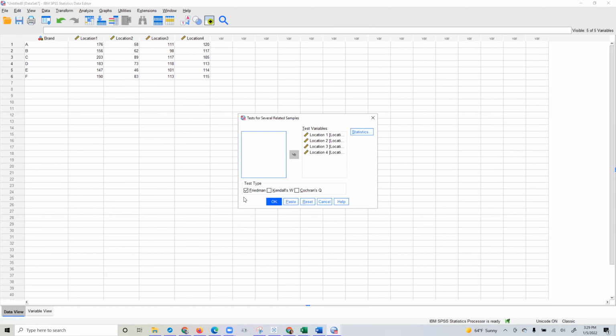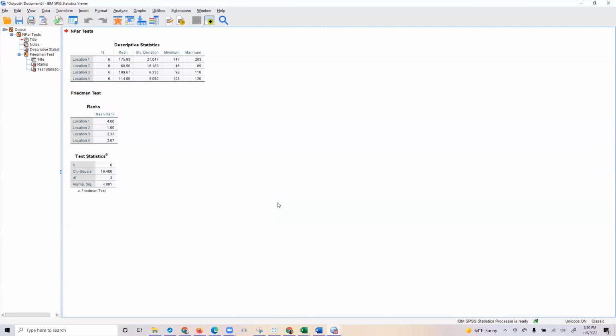If I click there, you can see that the test type that I'm going to conduct is Friedman's, and I've already moved all of my test variables, locations 1 through 4, over to the right-hand side to be analyzed. Normally, when you're pulling up your data set, they'll be on the left-hand side, and then you'll just want to move them over into the test variables section. On statistics, I'm going to go ahead and click this box and make sure that descriptive statistics is checked, just to be sure that I can get those output values as I'm working this analysis. Click the Friedman test type, and then all you have to do is click OK.